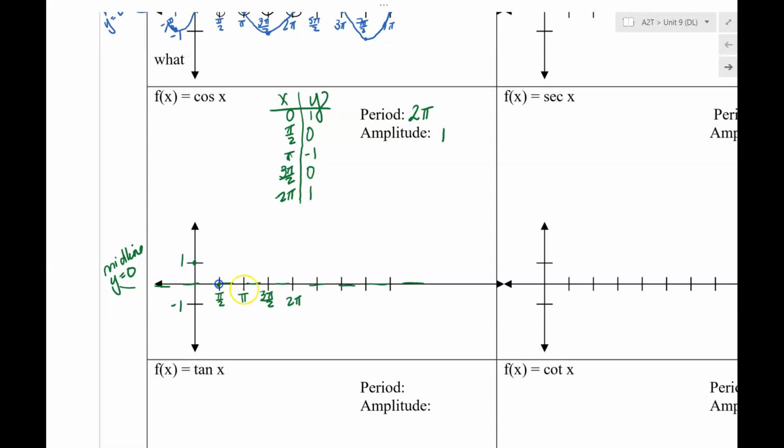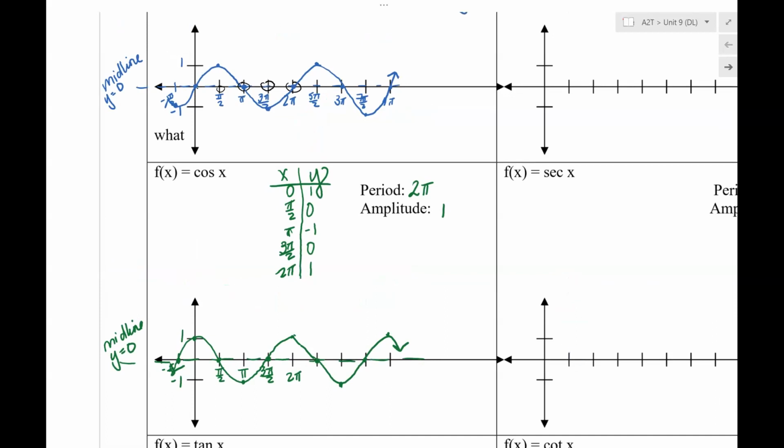0, 1. And keep going so that we can see the full wave. Okay. When you connect it again, we are not creating absolute values. They have to be curved. Beautiful. So notice sine starts at the origin for the parent function. Cosine starts 1 up. Why? Because at 0, cosine is 1 and sine is 0. Nice. All right, let's transform this.